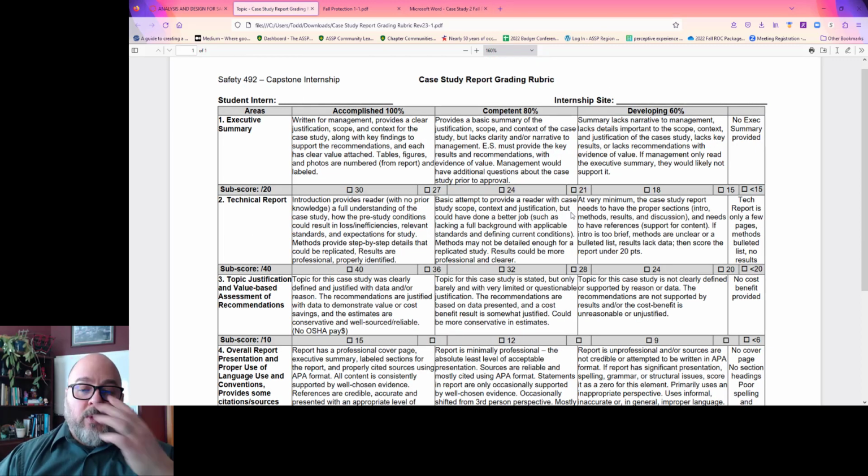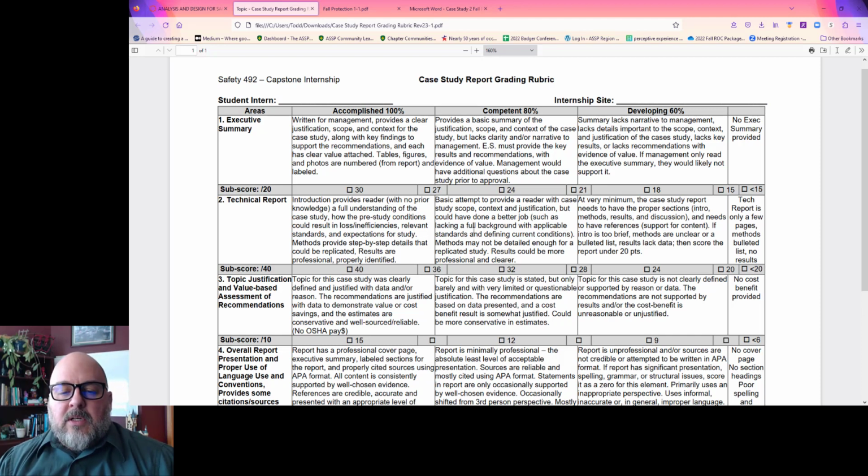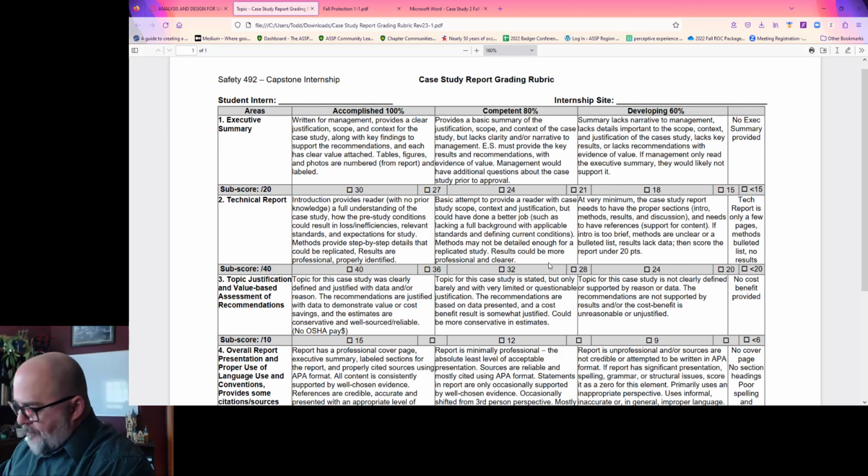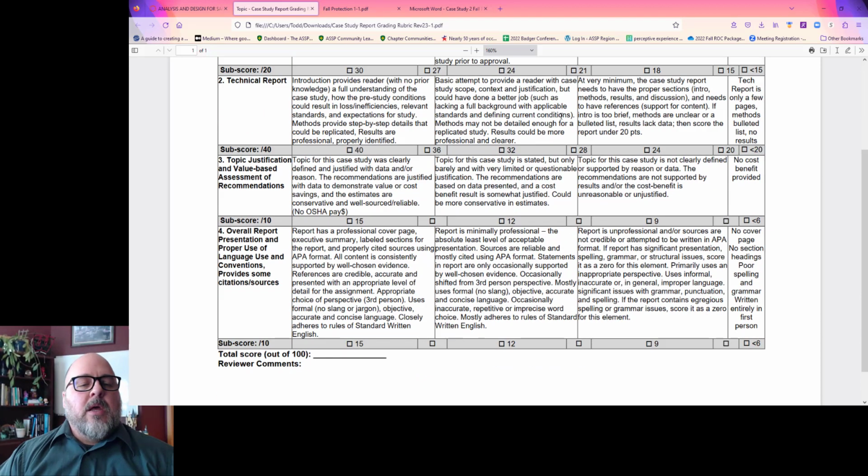Basic attempt to provide the reader with a case study scope. I thought he did good with that. Such as lack of full background application, standard methods may not be detailed enough. They're not at all. Results could be more professional and clearer. That is true. So between a 28 and a 30, I'm going to give him a 30 on that. Needs help there. As far as the cost-benefit analysis, the value-based, and the assessment of recommendations, it could be explained better, but it is very good.